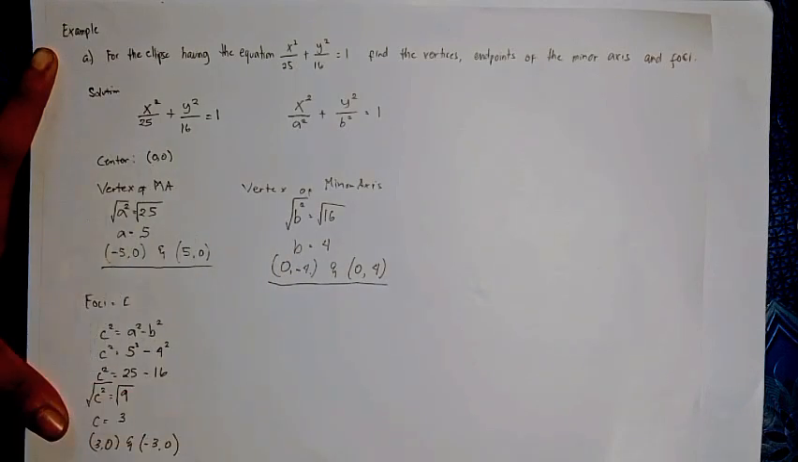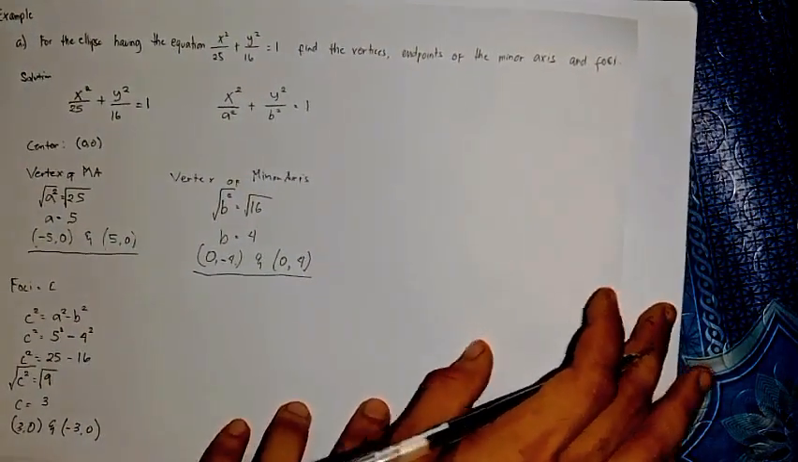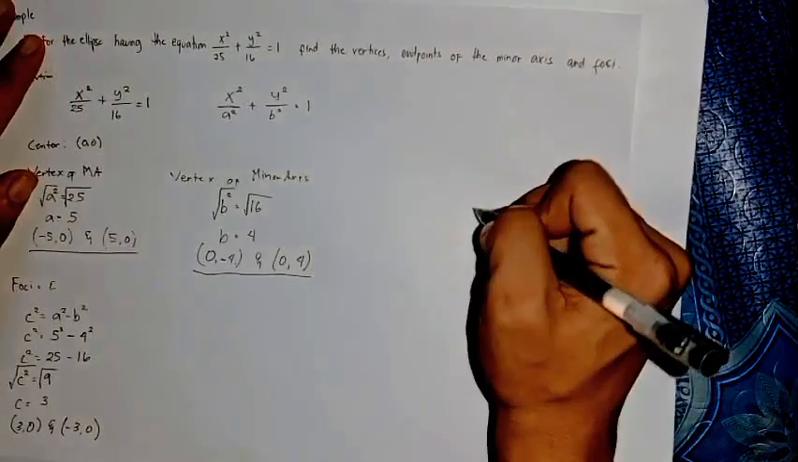we can now graph the ellipse. So to graph this ellipse, first we make a Cartesian plane.